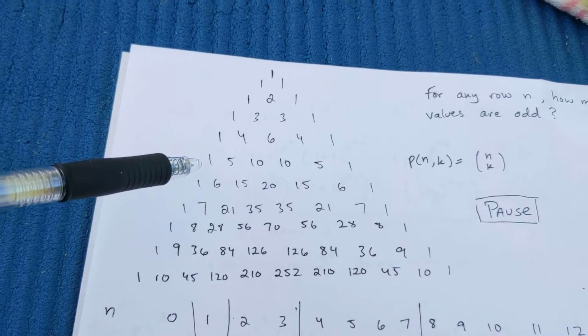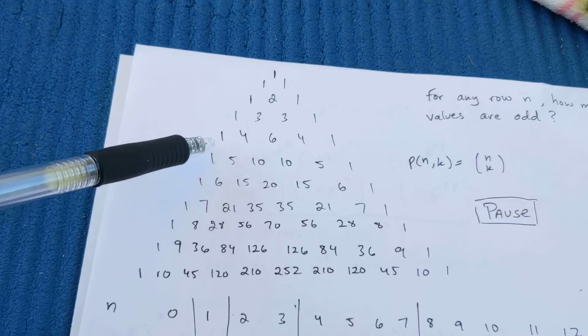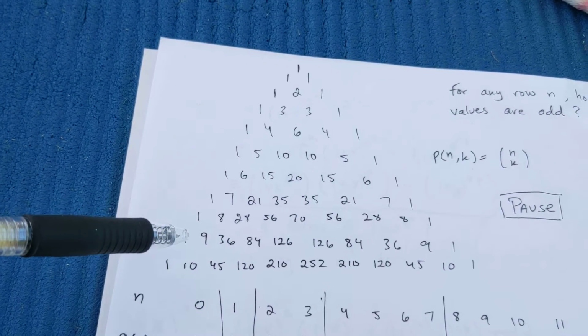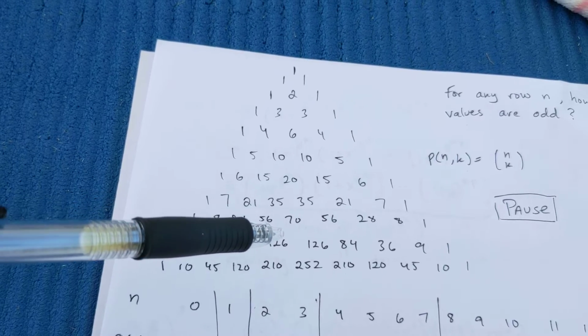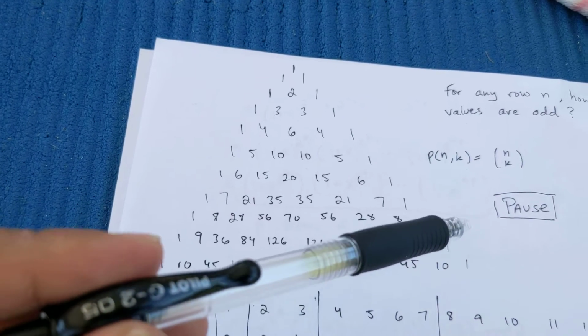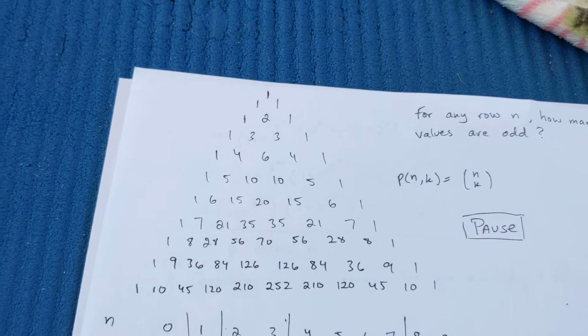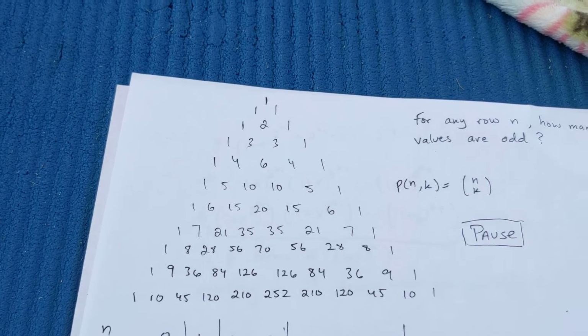For example, in row 5, over here, we have 1, 5, 5, and 1. So there are 4 values. In row 9, we have 1, 9, 9, and then 1. That's another 4 values. So pause the video now and see if you can solve this problem, and we'll get into the solution in a bit.